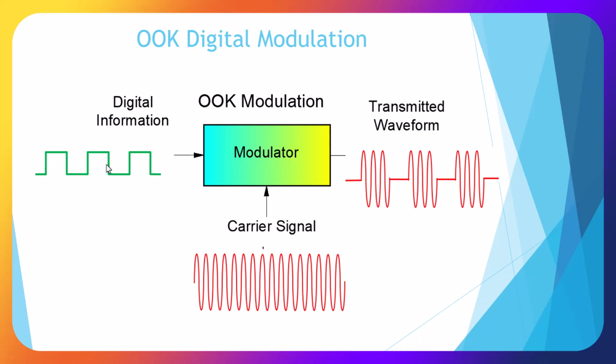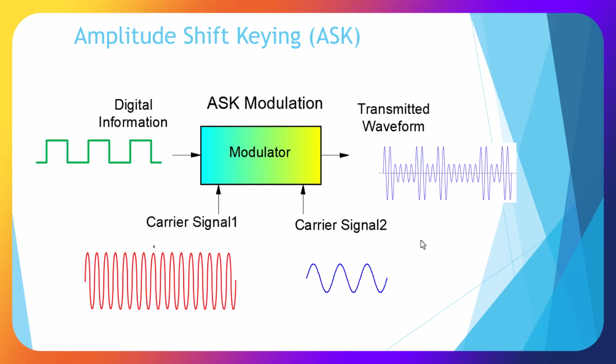Okay, here's a little block diagram of our OOK modulation. So we have a digital signal in, we have a carrier signal into a modulator, and what happens is this turns on and off, and it passes the carrier signal. So this is mainly used for Morse code or on other on-off type signals.